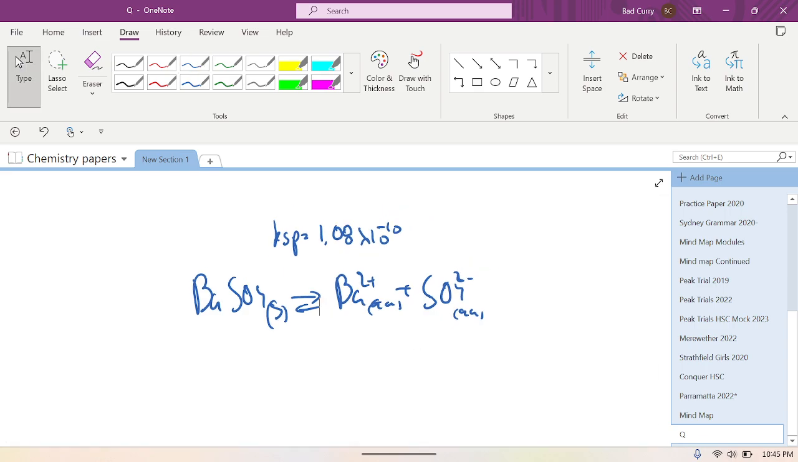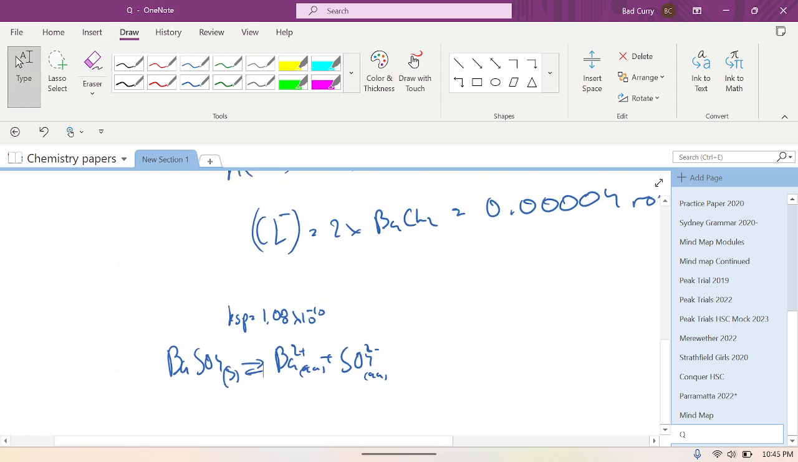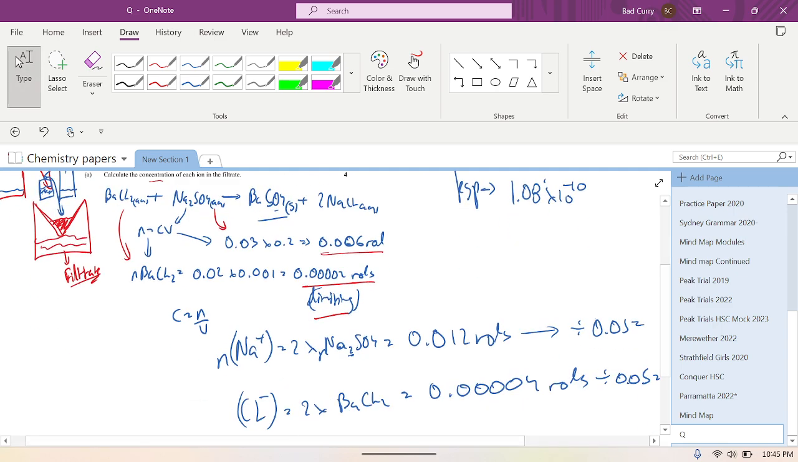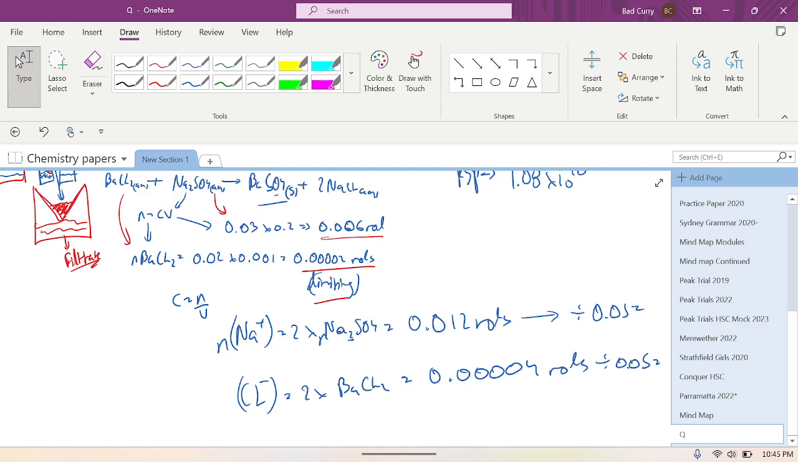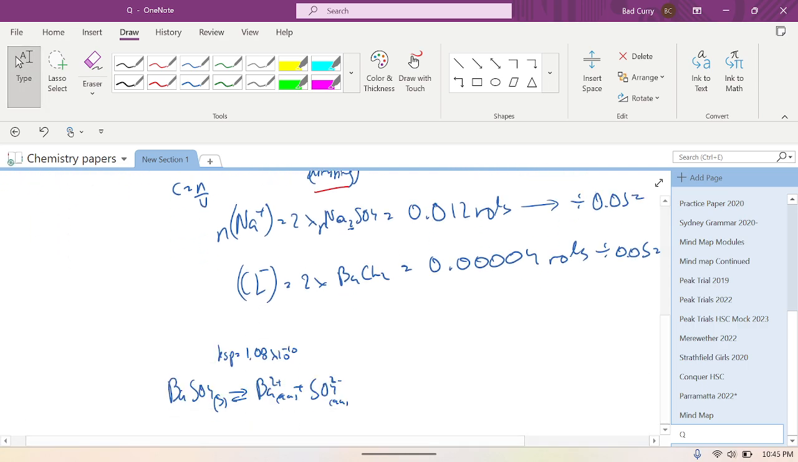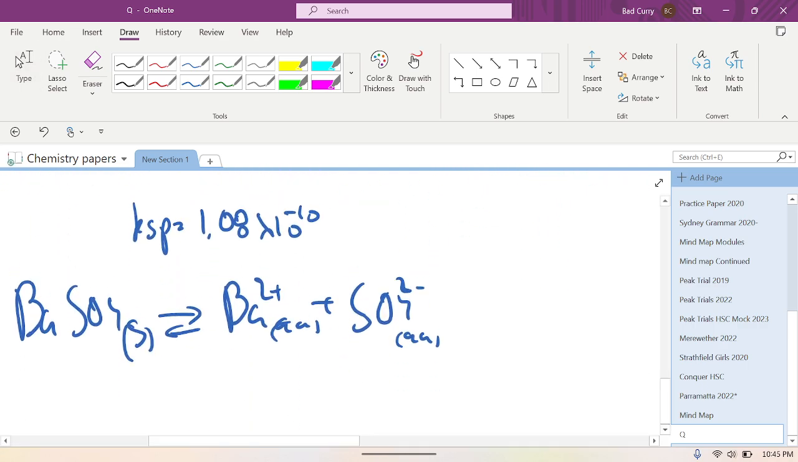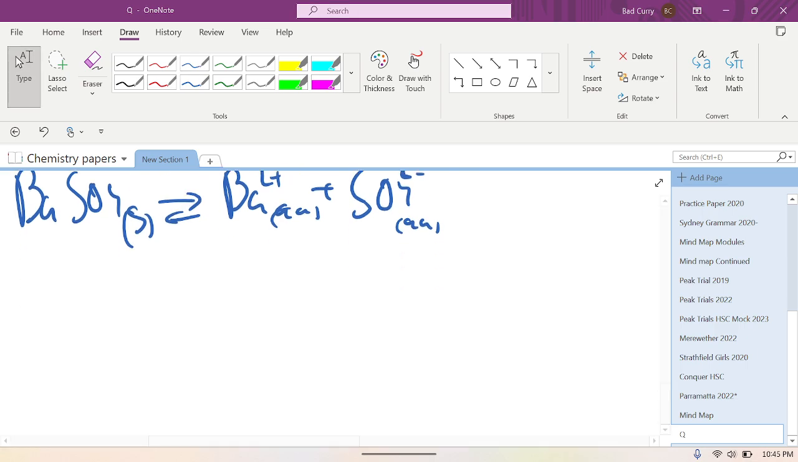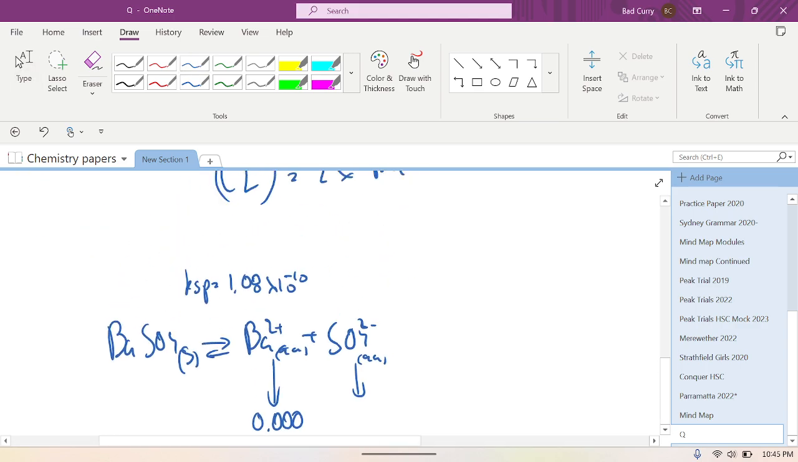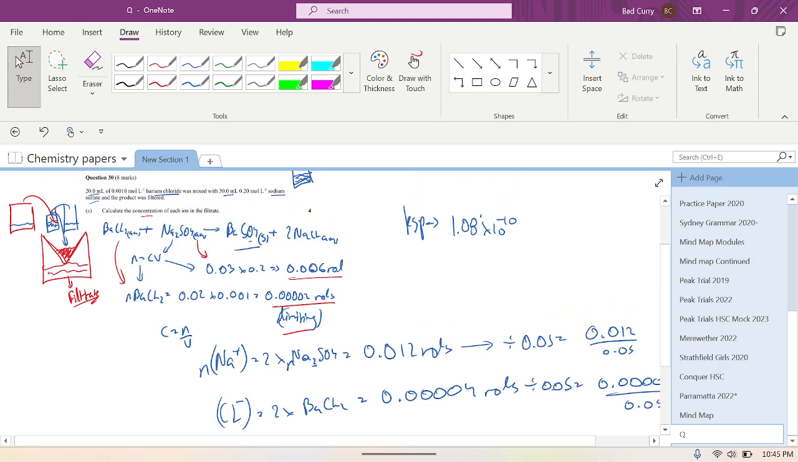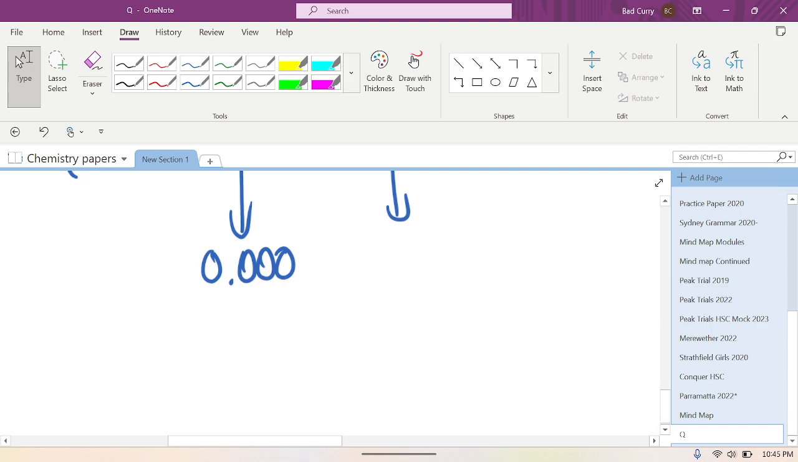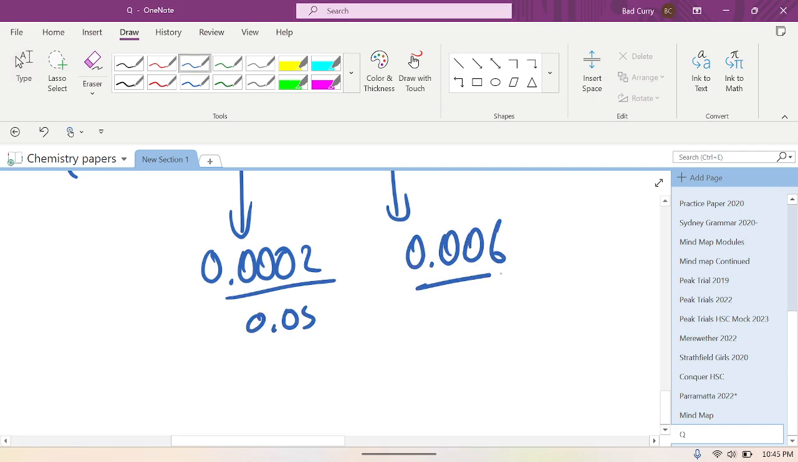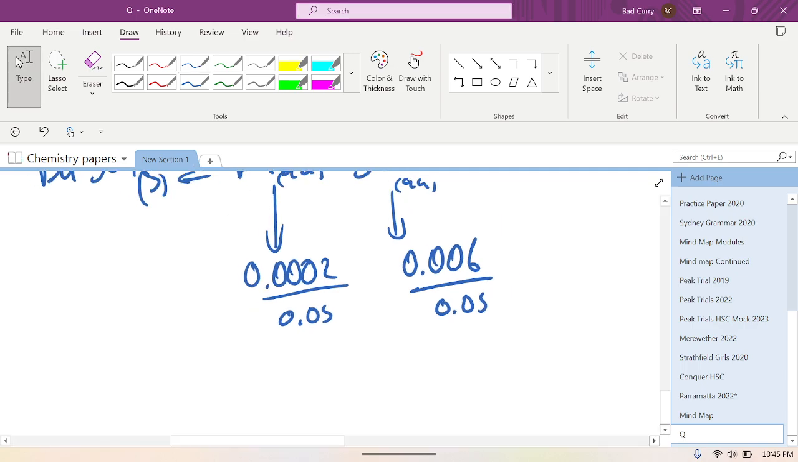So what you do is you already know how much barium and sulfate you have before they've precipitated, right? So before they precipitate, you already know. Similar to the way you found sodium and chloride, this is going to be 0.000. This is limiting. What is it? Barium chloride is limiting. So this is 0.0002 on 0.05, and this one 0.006 on 0.05. This is going to be your respective concentration of number of moles.